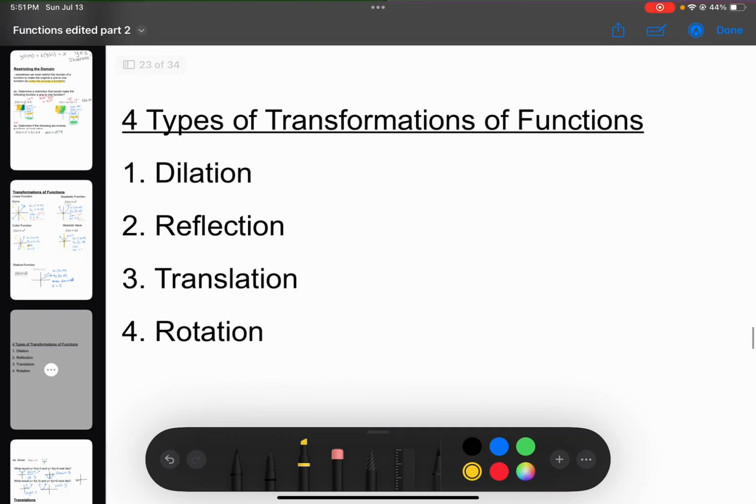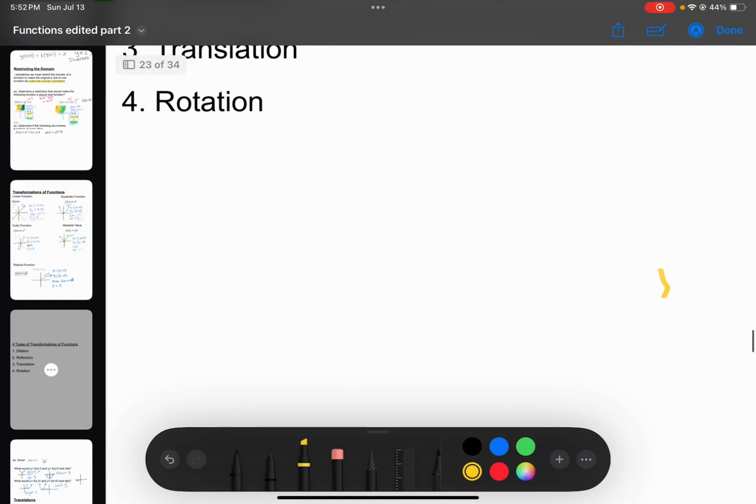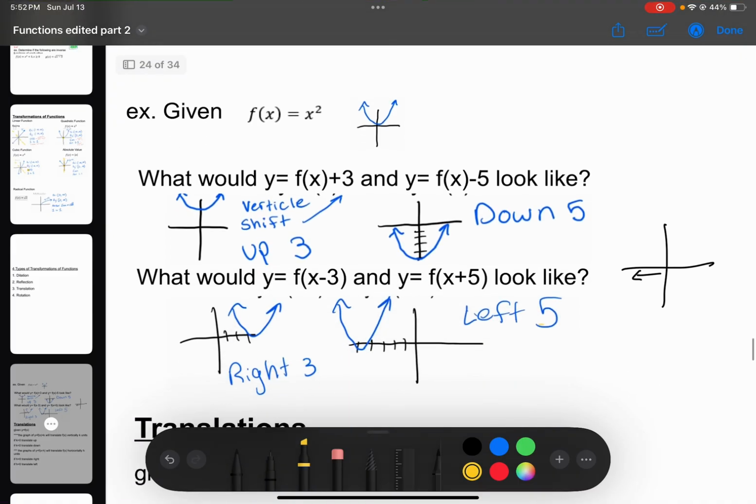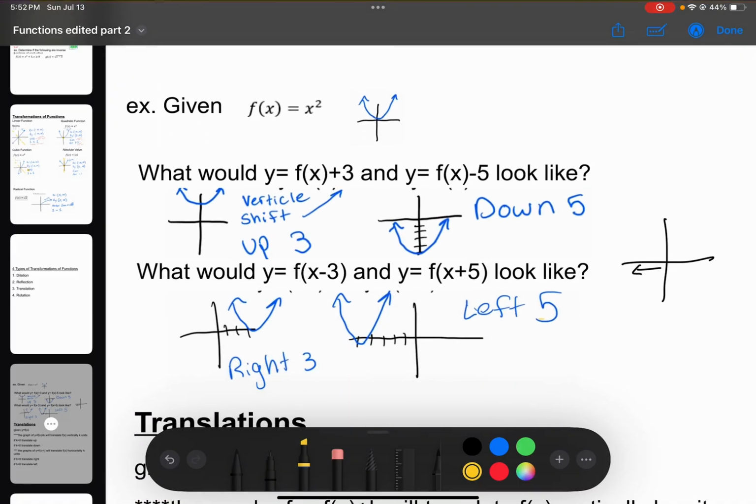Okay, so we have 4 types of transformations of functions: dilations, reflections, translations, rotations. I'm sure we've seen some of this stuff in previous courses. Okay, so given this parent function, y equals x squared, looks like this guy. What would y equals f of x plus 3 look like?